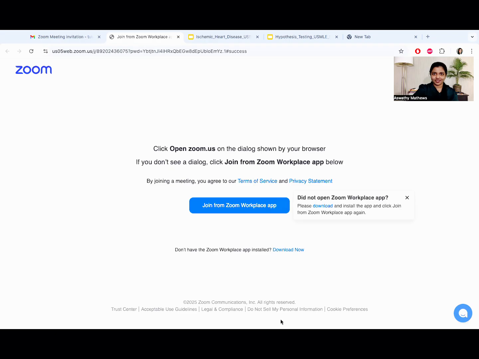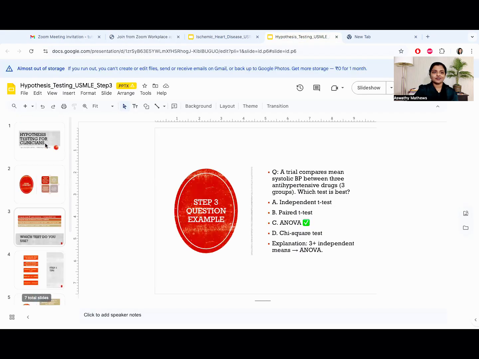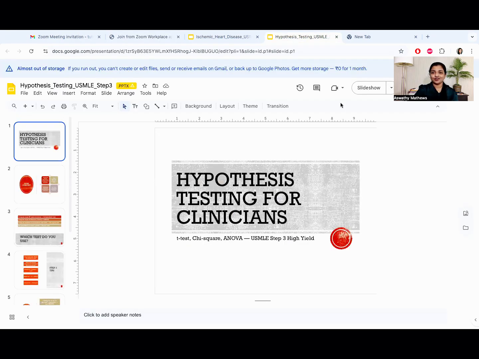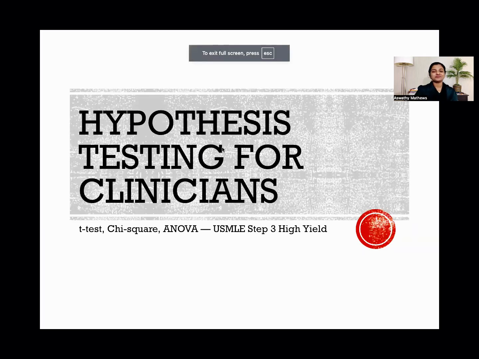Today we will be discussing two very interesting topics. The first one is from biostats and the second is from cardiology. As you know, biostats is really important when it comes to STEP exams. Before diving into our session, I'll share my screen so we'll get a better idea of what I'm trying to convey. Hypothesis testing is something that really needs logical attention, and I found it really interesting.